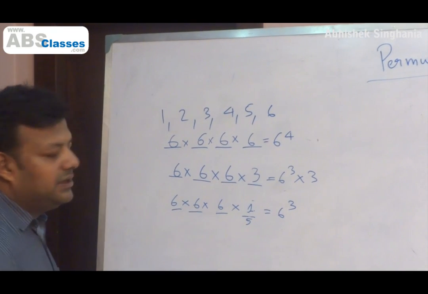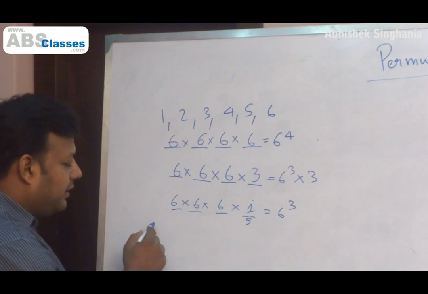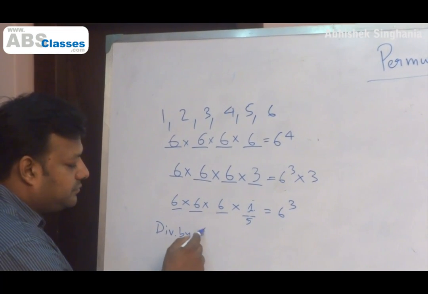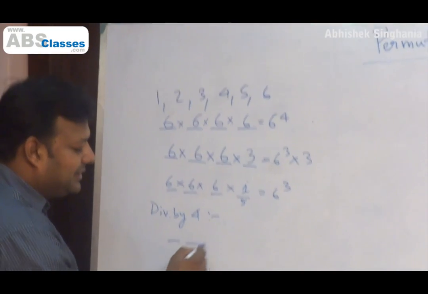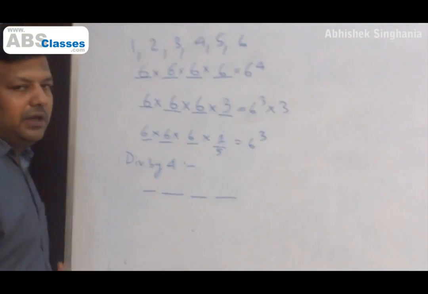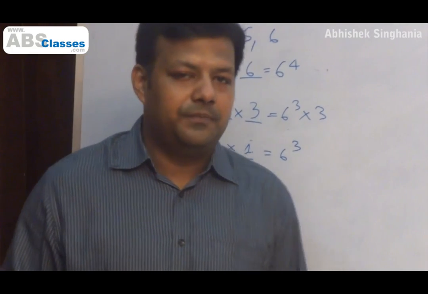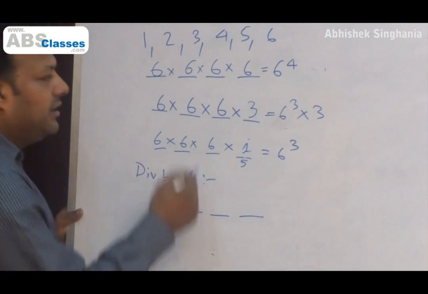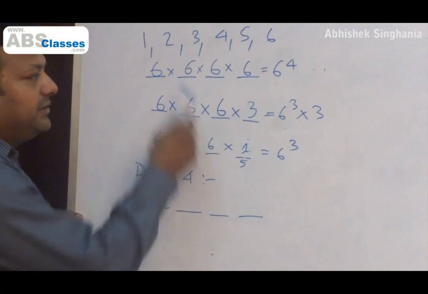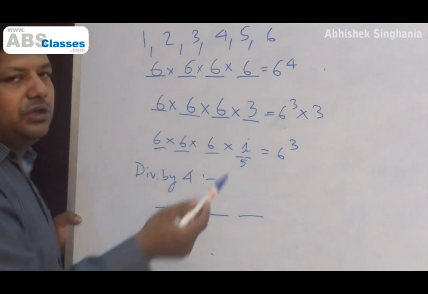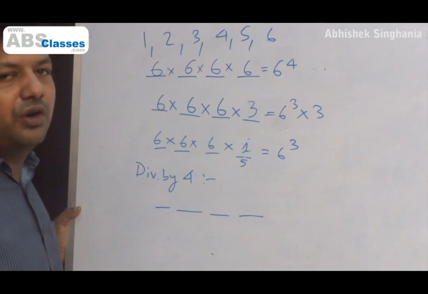Now say the question is, how many 4-digit numbers are divisible by 4? The divisibility rule of 4 is that the last 2 digits should be divisible by 4. Now, for the last 2 digits to be divisible by 4, how many choices do we have? Obviously there is no 0, so we cannot have 00 or 04 or 08.